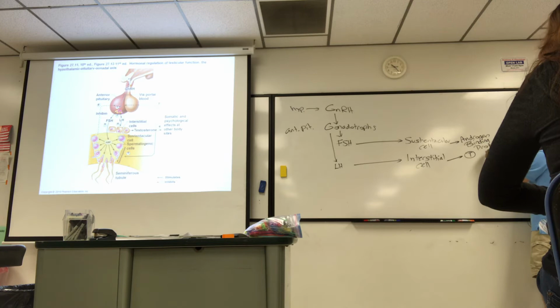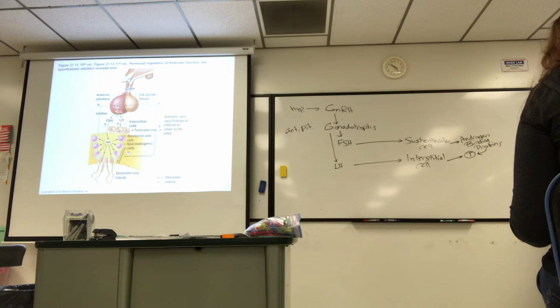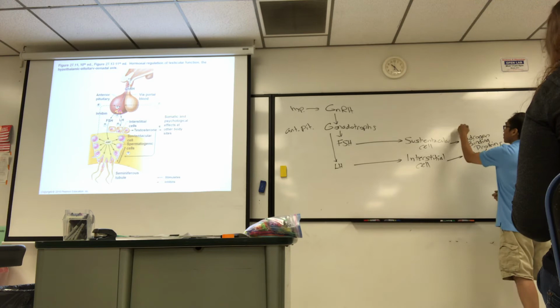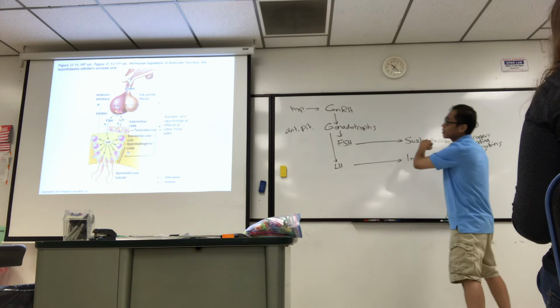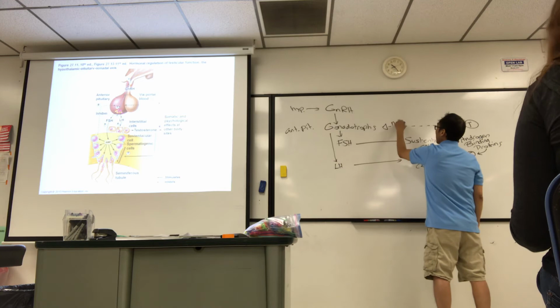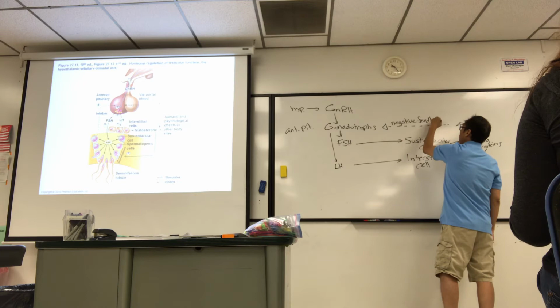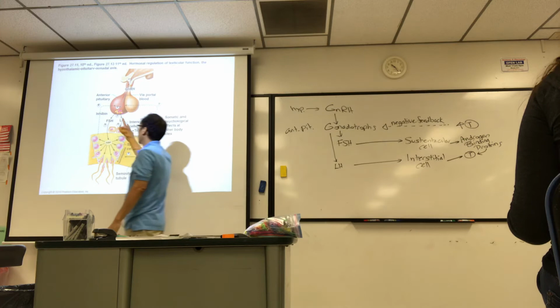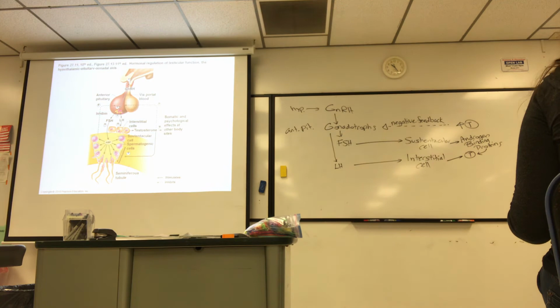They do what they say. They're going to sop up the testosterone. That'll help facilitate the spermatogenesis. Okay. Well, the feedback is, if you have high testosterone, you have enough, it'll negatively feedback and turn off the gonadotropins. Okay, so dotted line, negative feedback. That's pretty much it. And if you have low T, remove the negative feedback.